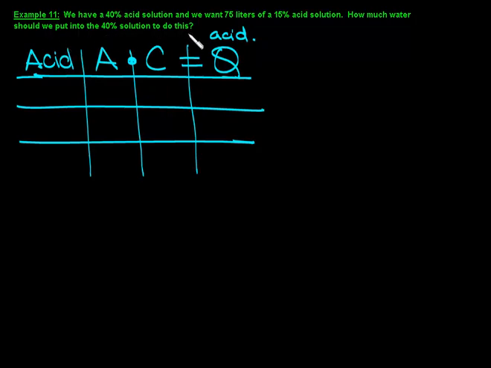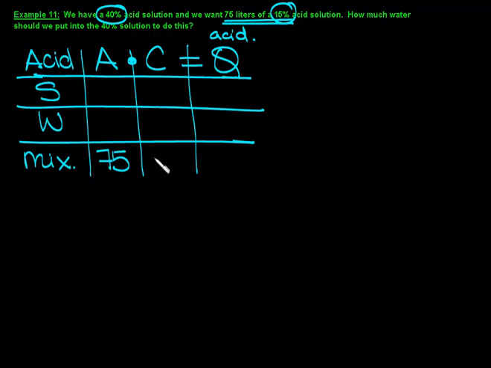So this is what we have. We have a solution, and then to that solution we're going to add water to create a mixture. We already have a 40% solution and we're going to end up with 75 liters of 15% solution. That's what we want to end up with. So we start with 40% and end up with 15%. We're going to add water to dilute it so it's not so concentrated. The total mixture is going to be 75 liters at 15%, so it's 0.15. That's what we want to create.